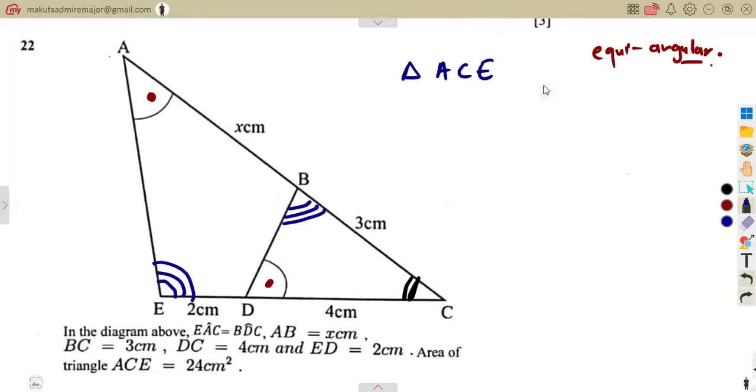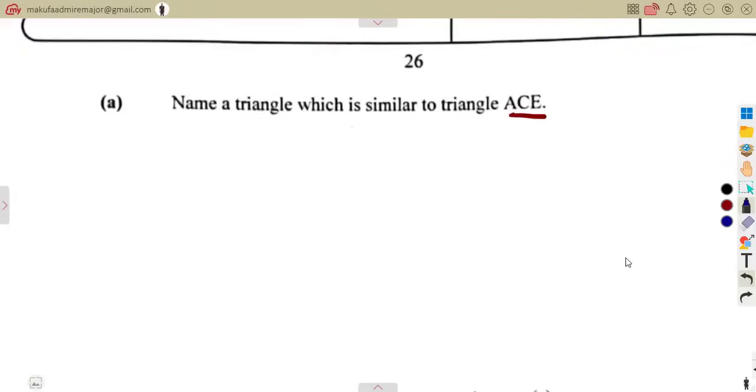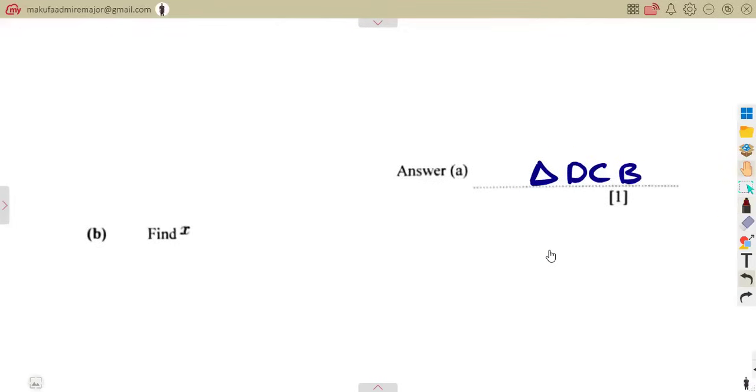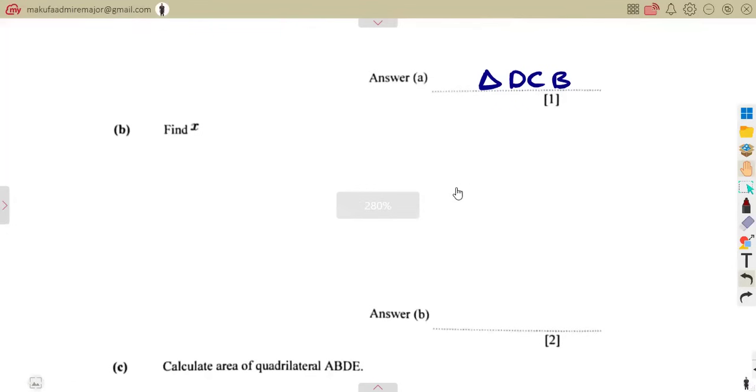So taking these according to equal angles, triangle ACE is similar to triangle: angle A is equal to angle D. We move on to angle C. Angle C is the common angle, so it's going to remain as it is. We move on to angle E. Remember, I said angle E and angle B, the remaining angles, will be equal automatically. So the triangle that we want is triangle DCB. So the answer was going to be triangle DCB. You take them according to the equal angles.